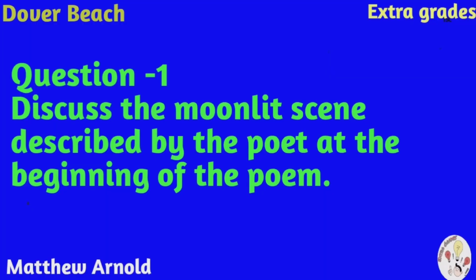So children, let us start with question number 1. My first question is, discuss the moonlit scene described by the poet at the beginning of the poem. And the answer is, it is the night hour of the day and the sea is calm and quiet, filled with water at high tide.